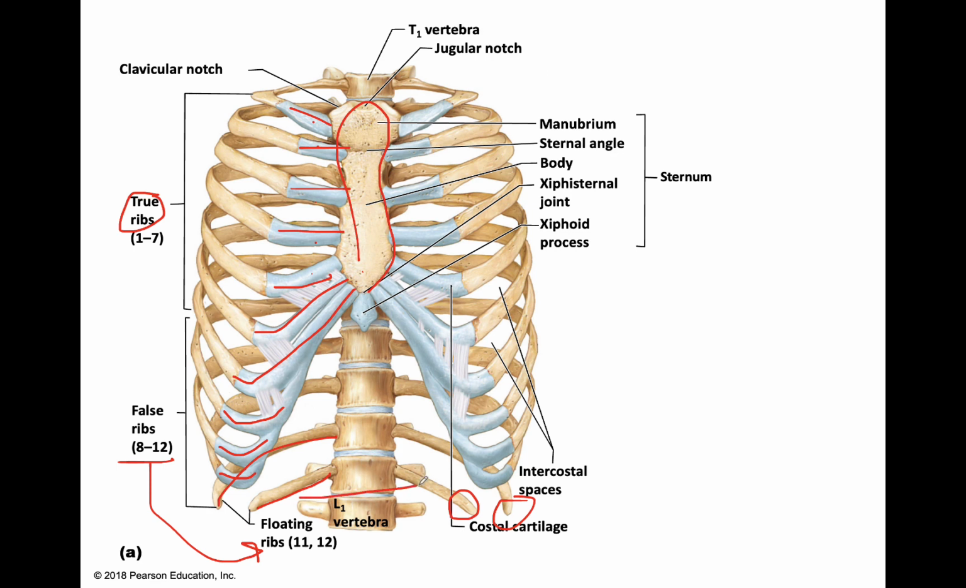I'm going to put a line right here. This is thoracic vertebrae. Here we start with L1, which is lumbar. No ribs there. Then what are these? These are the transverse processes.